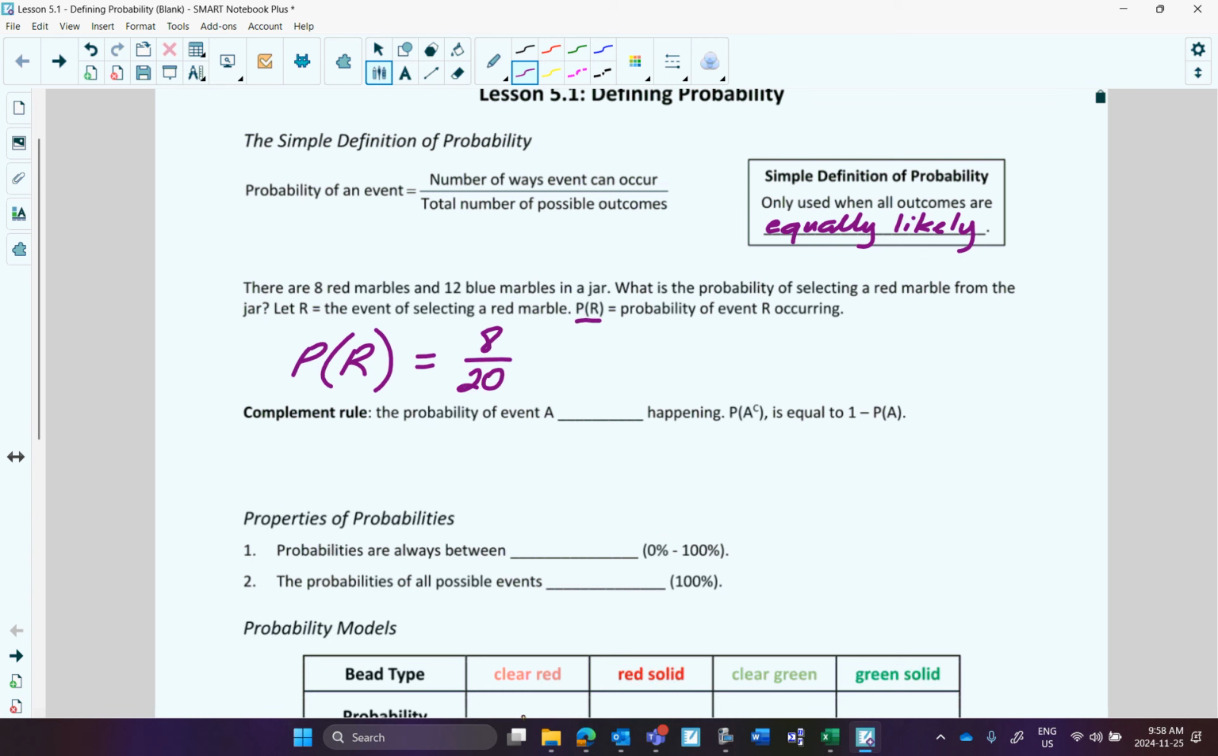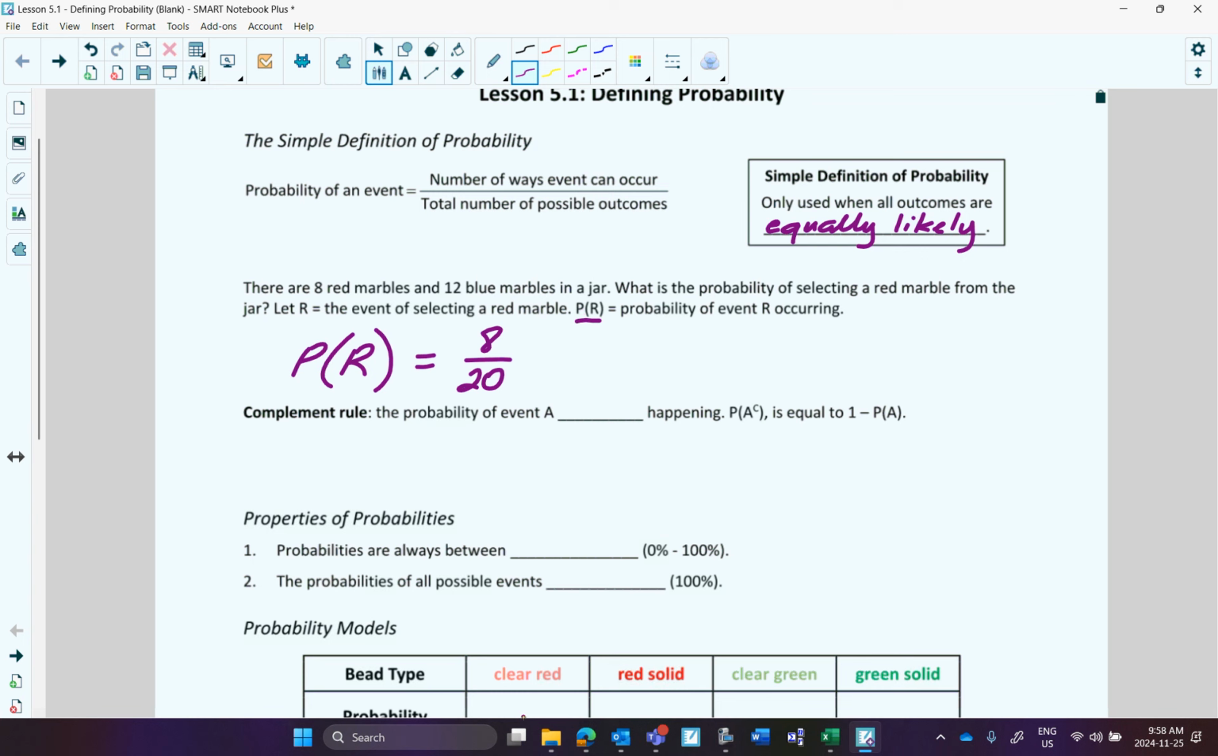We do not need to reduce it. Actually, in many cases, it's better not to reduce. It probably makes more sense if you don't. But you can. If you reduce this to 2/5, that's fine. Or we could have said 0.4, or we could have said 40%. Okay?